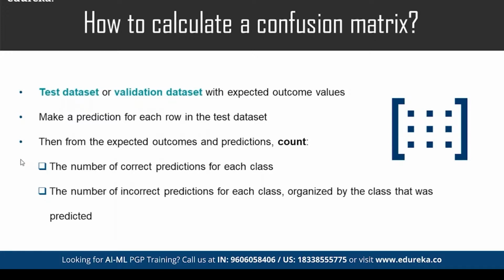Make a prediction for each row in a test data set, which is again when we talk about tabular data sets and structured data. The number of correct predictions for each class falls label-wise. So we have multi-class classification, single-label, and multi-label classification. There are different kinds of things we get to meet, but at this point this is out of scope for us. So the number of incorrect predictions for each classification is organized by the class that was predicted.